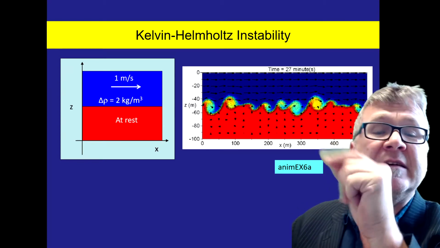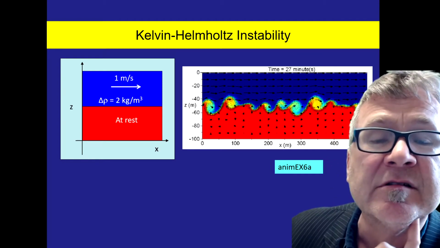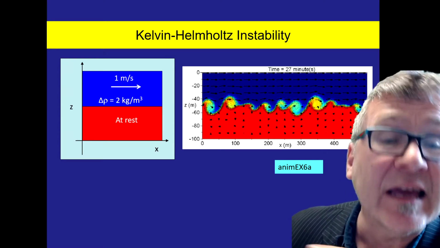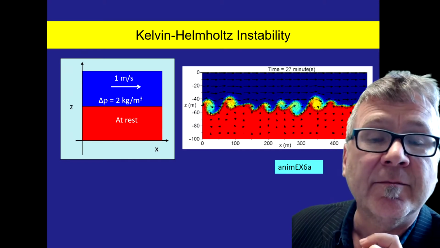Okay, we place this in a model domain of about 500 meters in length again, 100 meters deep. And what we use here as well are cyclic boundaries. So the left and the right boundaries are connected.